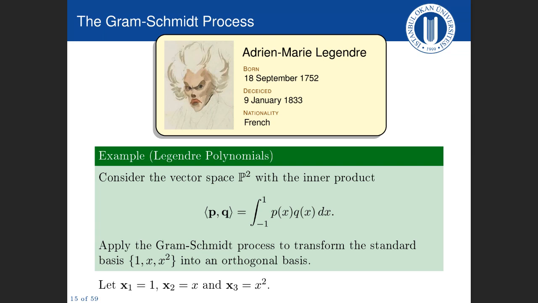Let's do another example. Let's talk about the vector space P2, the polynomials of degree 2 or less. And we're going to be using the inner product given here. The inner product of a polynomial P and a polynomial Q will be the integral from minus 1 to 1 of P(x) Q(x) dx. Apply the Gram-Schmidt process to transform the standard basis for P2, so that's the basis 1, x, and x squared, into an orthogonal basis.